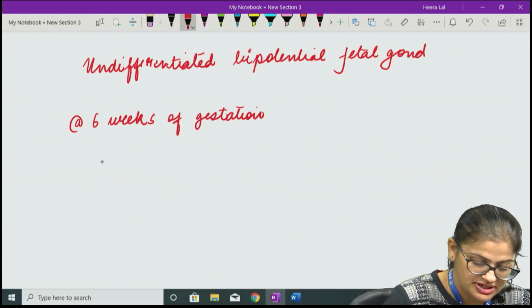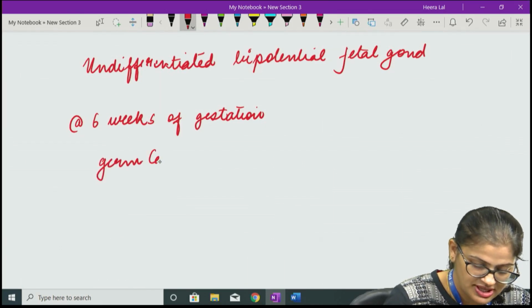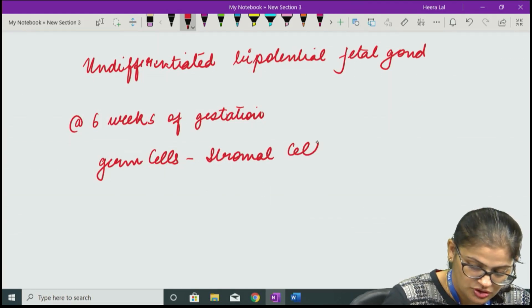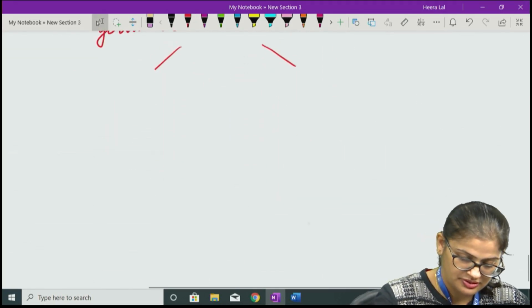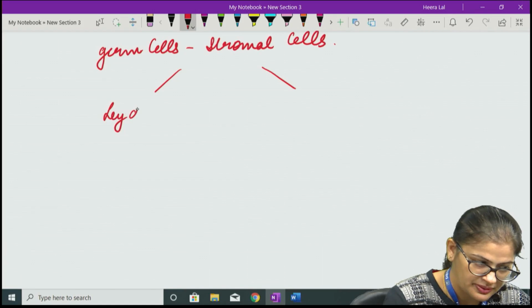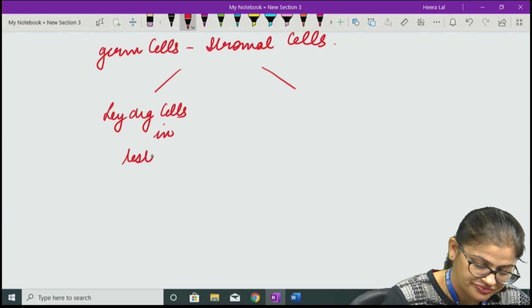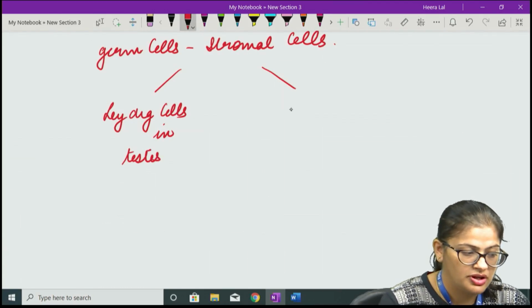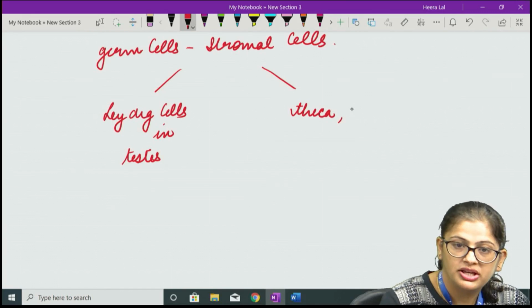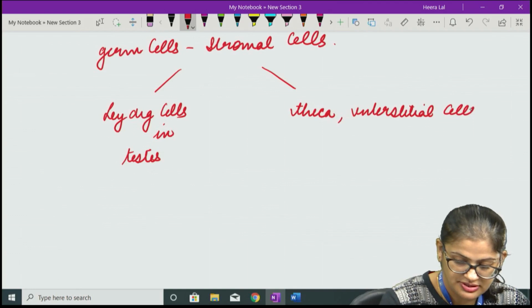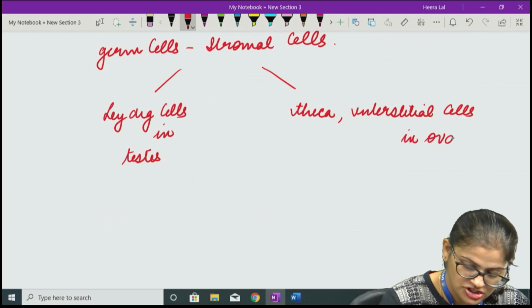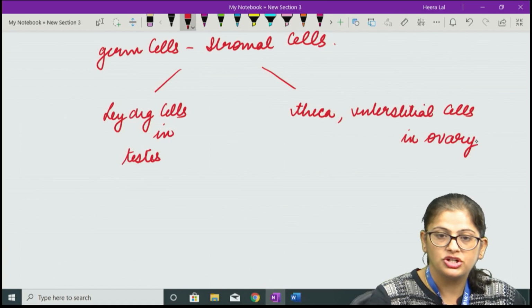this gonad will contain germ cells and the stromal cells, which will either develop into the Leydig cells in testis or the theca or the interstitial cells in the ovary, and the supporting tissues that are involved.